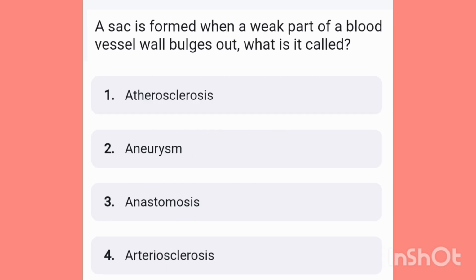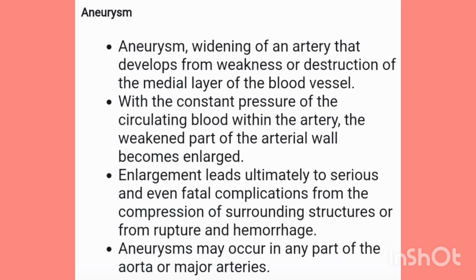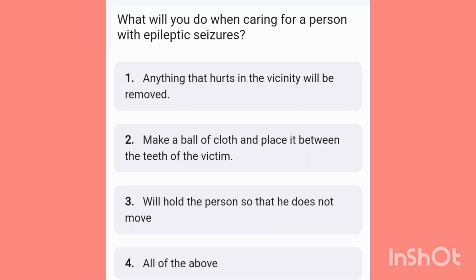Coming to the next question, a sac is formed when a weak part of a blood vessel wall bulges out. What is it called? Option number 1, atherosclerosis, option number 2, aneurysm, option number 3, anastomosis, and option number 4, that is arteriosclerosis. The correct answer is answer number 2, that is aneurysm. So aneurysm is a widening of a part that develops from weakness or destruction of the medial layer of a blood vessel.